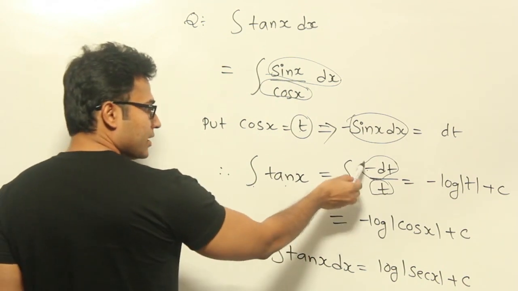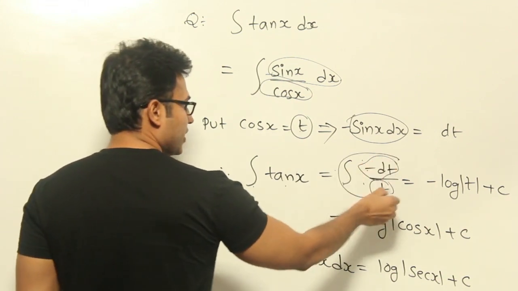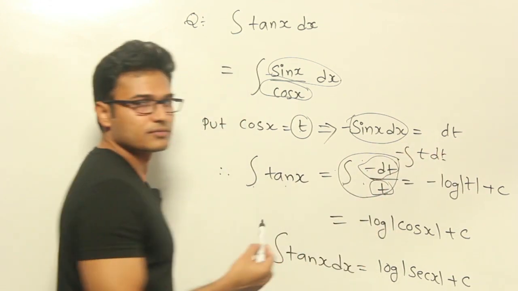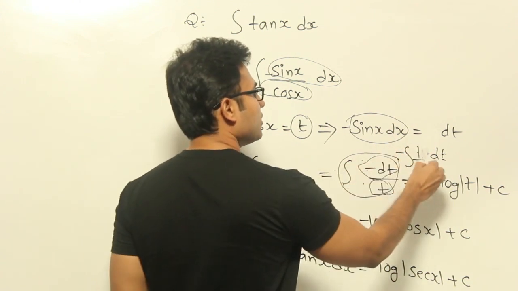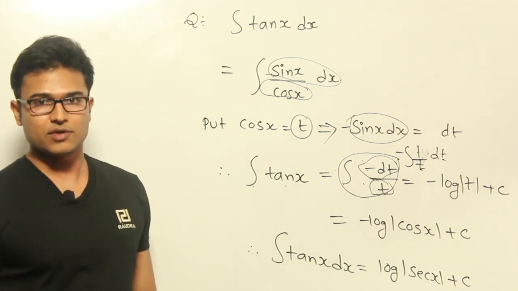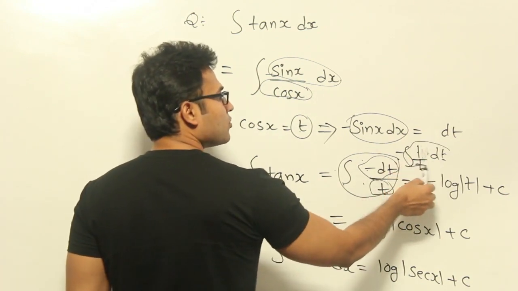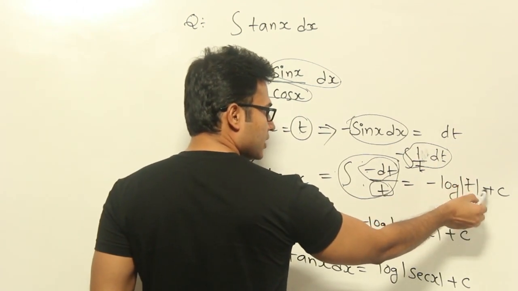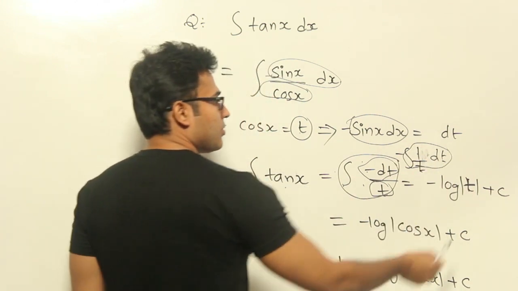Now it is nothing but the integral of 1 by t dt with a minus in the beginning. Now we know that if we take log t and differentiate it, we get 1 by t. So this entire thing is going to be log t. Therefore minus log t, and whenever you write log t, it is better that you write log mod t, plus c.